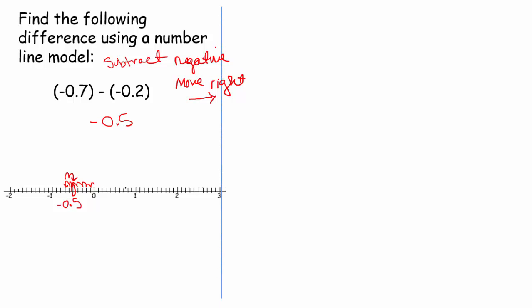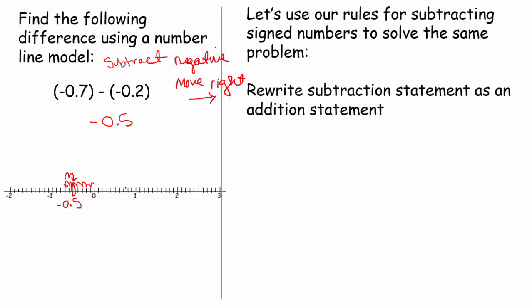Now let's do that same example, but just using our rules. Let's use our rules for subtracting signed numbers to solve the same problem. The first thing we're going to do is rewrite our subtraction statement as an addition statement. So we know we change our subtraction to addition and take the opposite of the number being subtracted. So now it's negative 0.7 plus a positive 0.2.